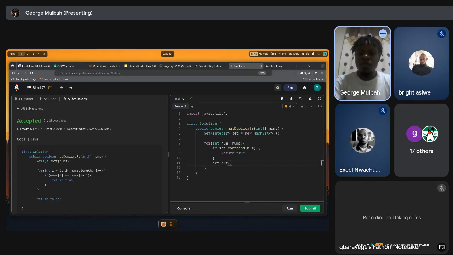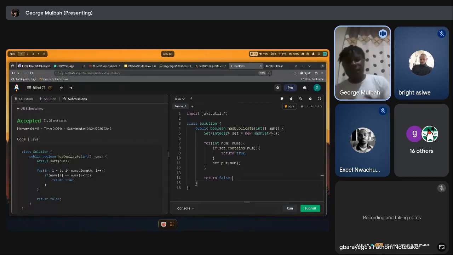So the idea here is that if the number is not there, we want to, is it put or add? Whatever, we will figure it out. If that number doesn't exist, we put it in the set, and I think set should be put. We return false.